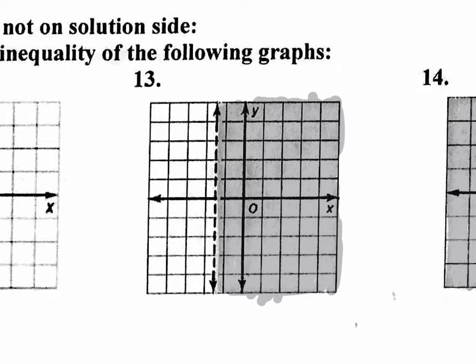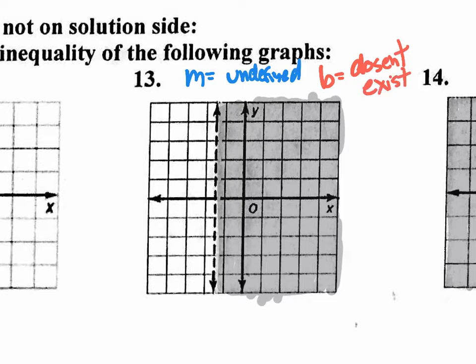Okay, if you want to go through the motion and say, okay, what's my slope? My slope is undefined. How about my b value? It doesn't exist. There is no b value. It does not cross the y-axis.